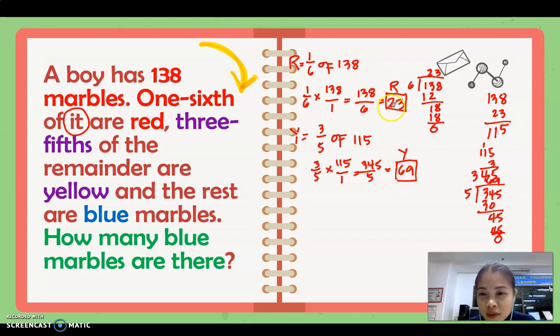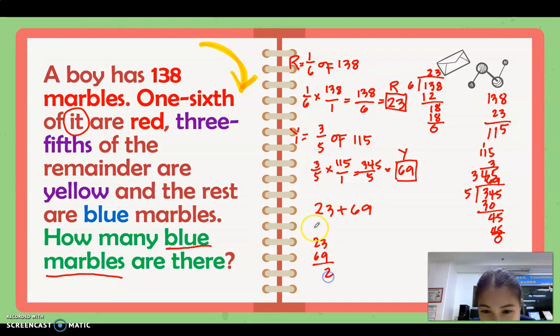So if there are 23 red marbles and 69 yellow marbles, the rest are blue marbles. So the question here is, how many blue marbles are there? So all you have to do, this is not just only multiplication, but it involves other operations. So we have 23 plus 69. Let's add that. 23 plus 69 is 92. So there are 92 yellow and red marbles.